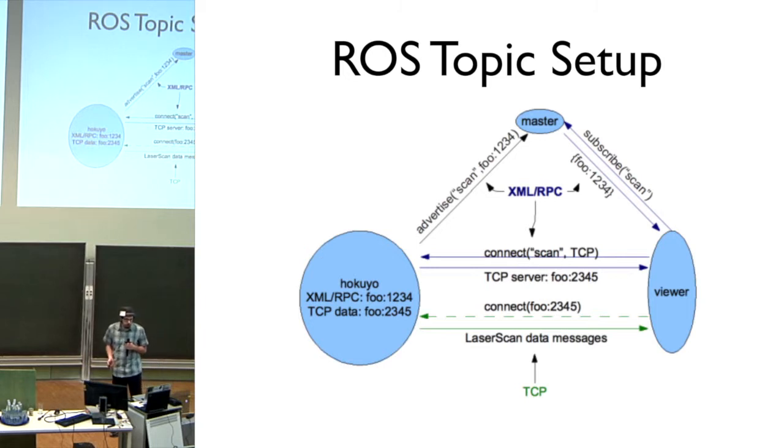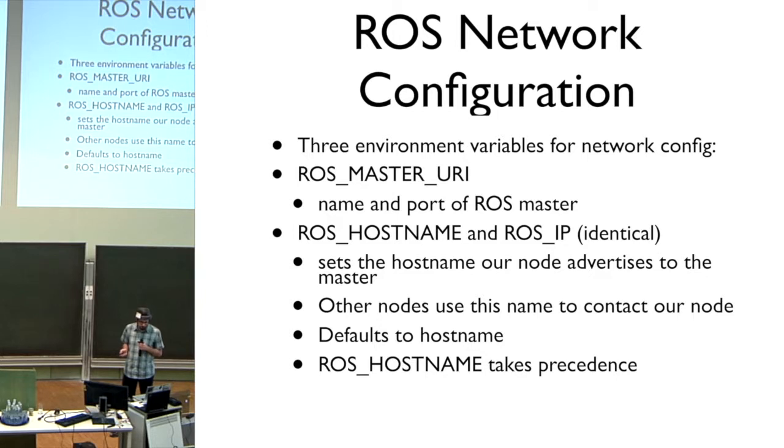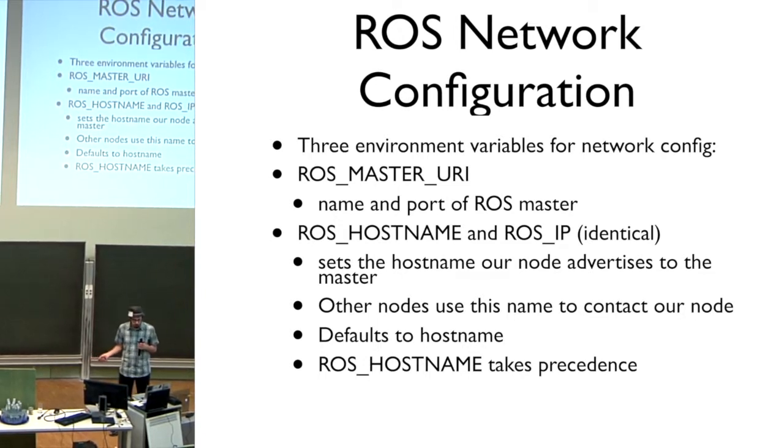So let's talk about the ways we can configure these things. The address of the master is configured through the master URI. I'm sure you're all familiar with it. It's a host name and an IP address, or a host name and a port number. And then you can set ROS hostname and ROS IP to identify the local machine.